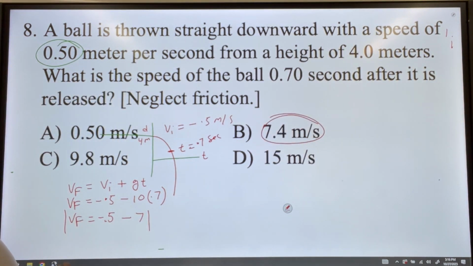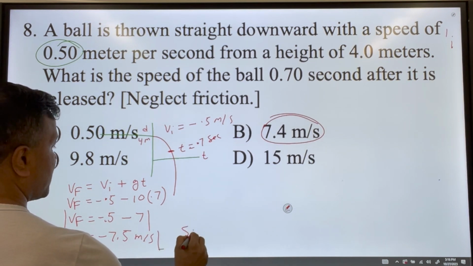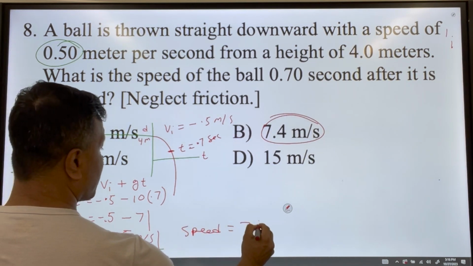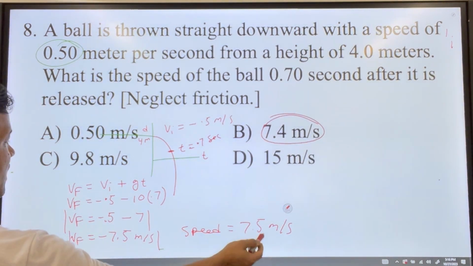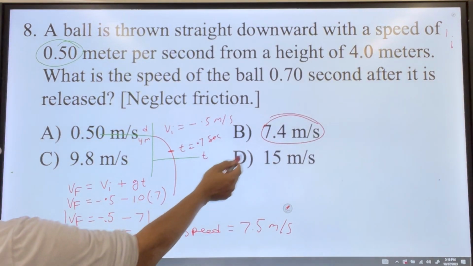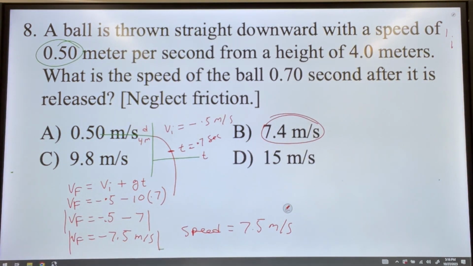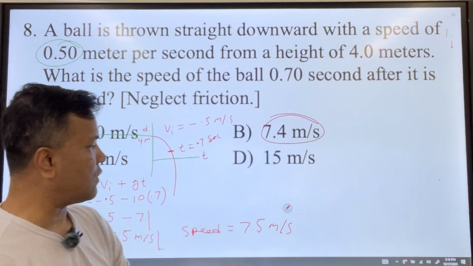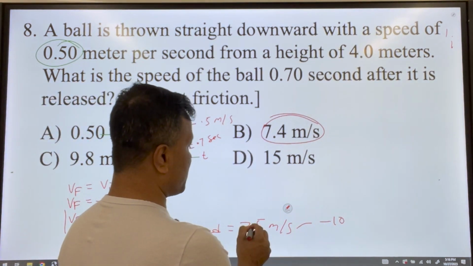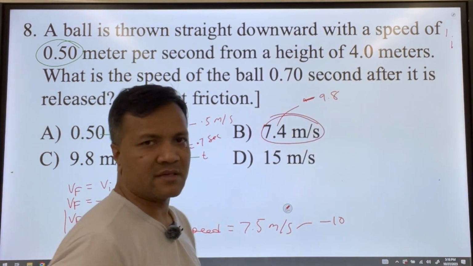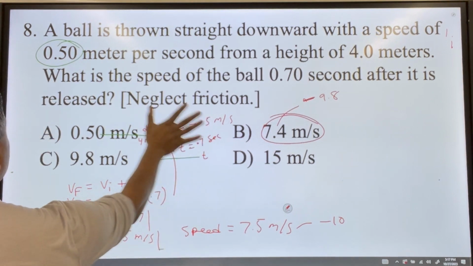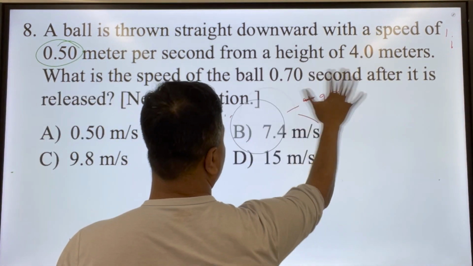So if velocity is negative 7.5 meters per second, then the absolute value of velocity is speed. Speed must be the positive 7.5 meters per second. Since we used negative 10, we got 7.5. If we did use negative 9.8, we would have gotten 7.4. If you did use negative 9.8, you will get 7.4. Okay, that takes us to problem number 9.